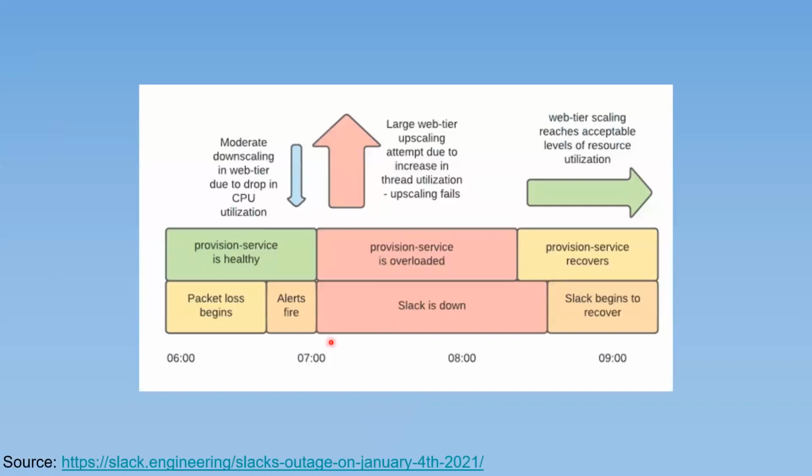So to summarize, 6 a.m., first packet losses. We get a downscaling in instances as CPU utilization goes down. But then once that is disabled, suddenly there's an upscale due to the worker thread utilization. And that upscale overloads the provision service. And so during that time, while the provision service is down, Slack is down. And ultimately, when the open file handle limit is raised, the provision service recovers, Slack begins to recover, and at 9:15 a.m. we sort of get back to a semi-working Slack.